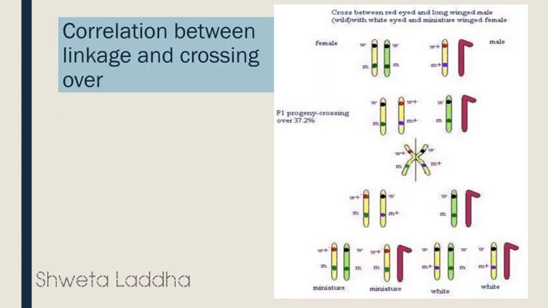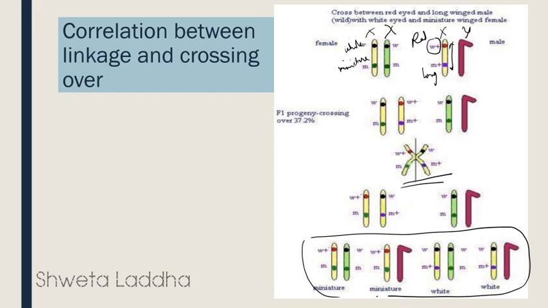You can see in this picture, suppose this female X chromosome is mated with a male, with X chromosome and Y chromosome. What are the characters? The male has red eye, W plus representing red eye, and long wing. It is mated with a female having white eye and miniature wings. If such two combinations are crossed, the genes are far away from each other, so they are unlinked, and if crossing over takes place, in the F2 generation you will see that recombination has occurred.